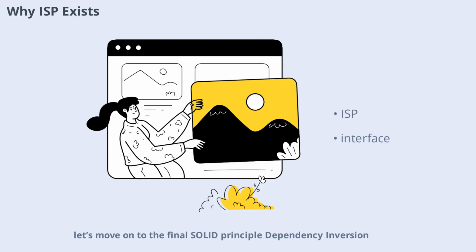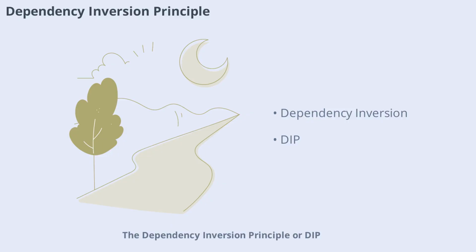Now, let's move on to the final SOLID principle, dependency inversion. The dependency inversion principle, or DIP, states that high-level modules should not depend on low-level modules. Instead, both should depend on abstractions. This decouples your code and makes it more flexible. By relying on abstractions, you can easily swap out implementations without affecting the rest of your system.